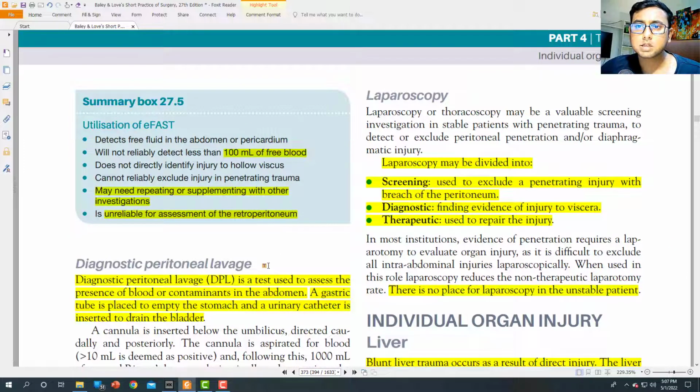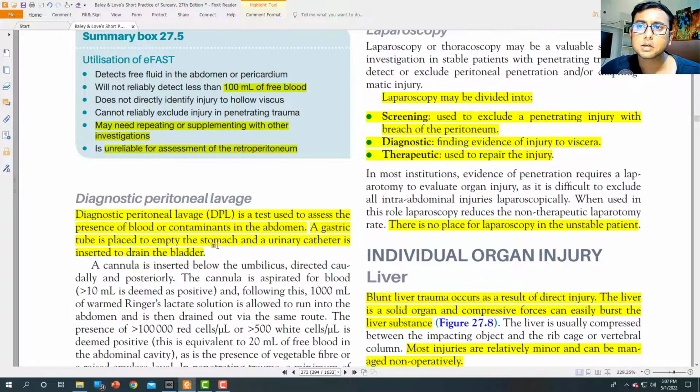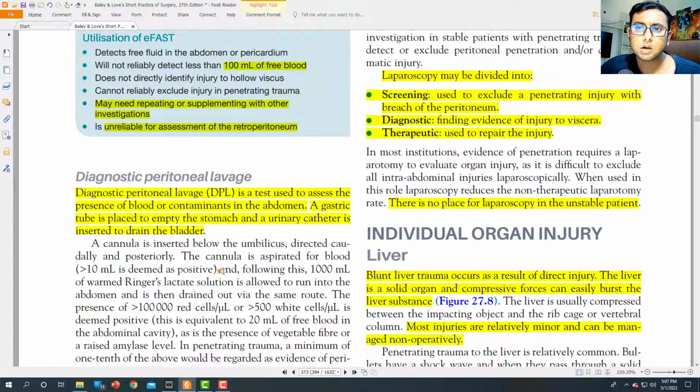Now diagnostic peritoneal lavage is a test used to assess the presence of blood or contaminants in the abdomen. A gastric tube is placed to empty the stomach and a urinary catheter is inserted into the bladder. So these are the lavage systems: peritoneal lavage, gastric lavage, colonic lavage. Lavage means the washing of the organs. A cannula is inserted below the umbilicus. So this is the procedure by which you make the lavage.